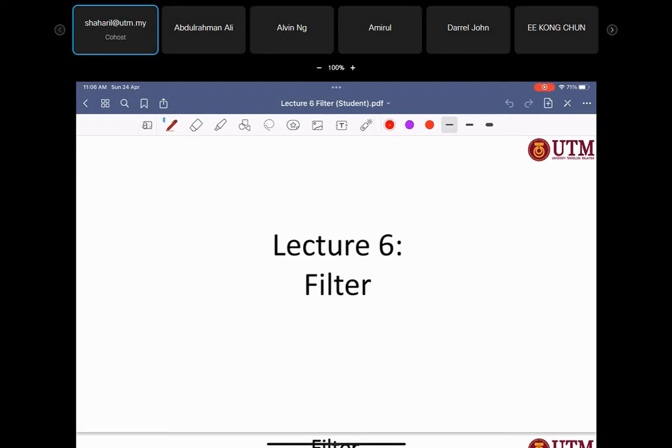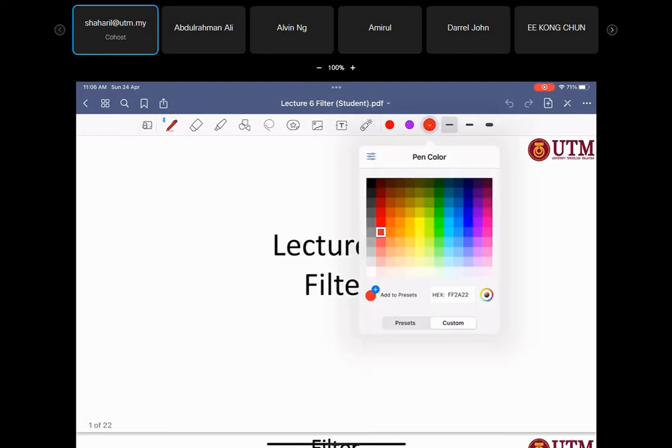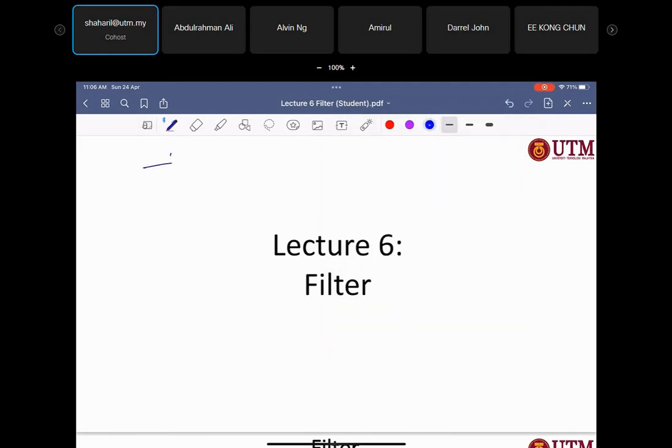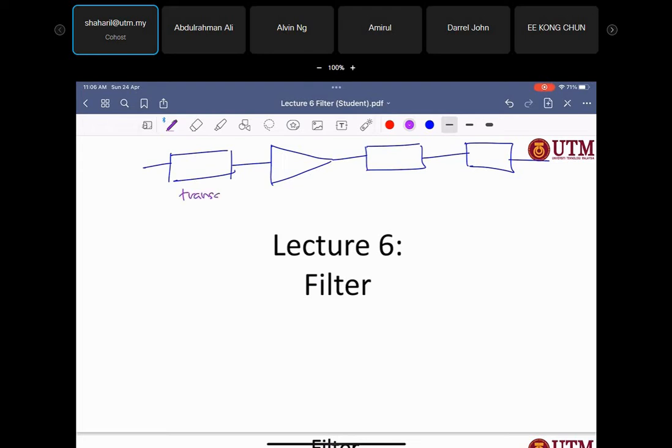When we talk about the instrumentation system, that means there are 4 components involved: the transducer, and then the signal conditioning, and also the analog to digital, and then the display. So this one is the transducer, and this one is signal conditioning, and analog to digital, and also display.